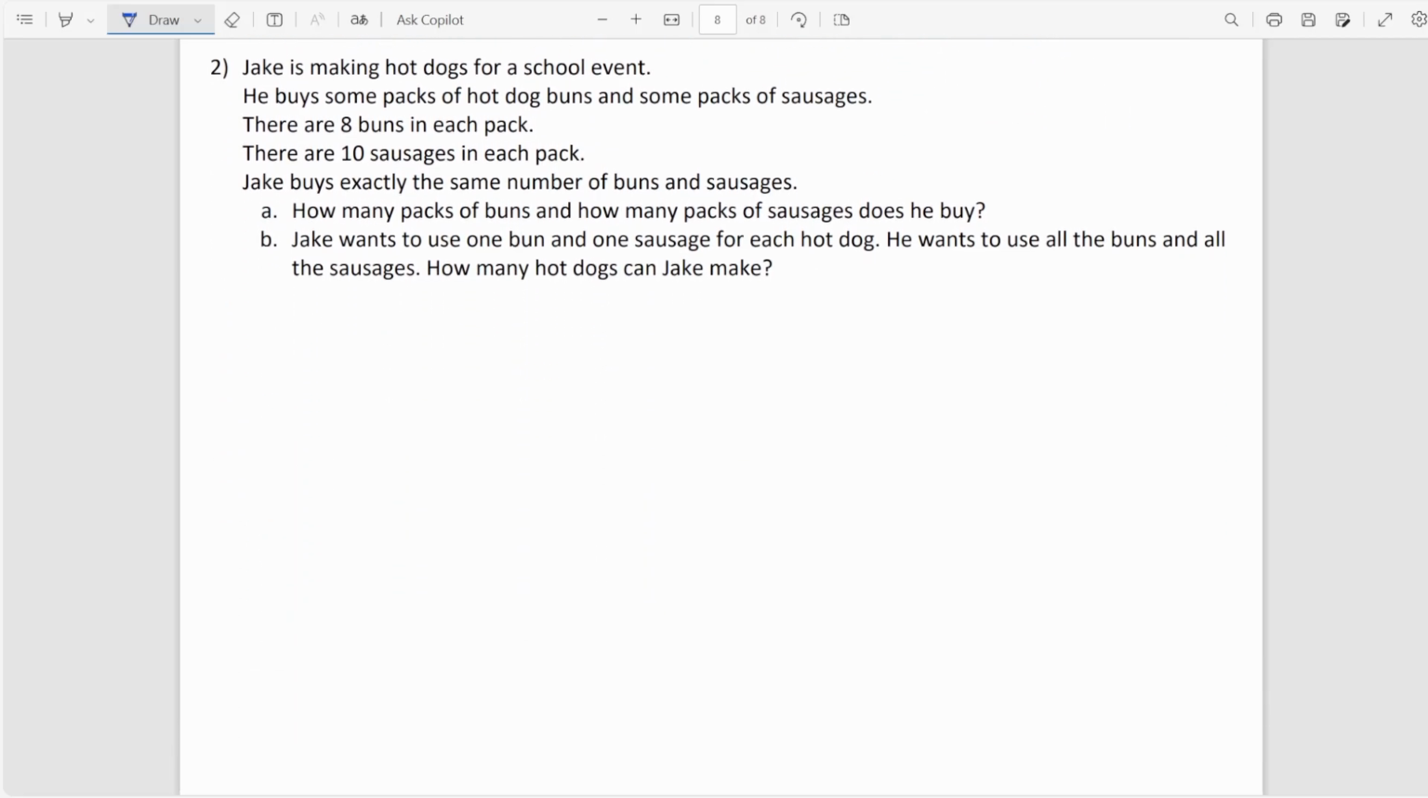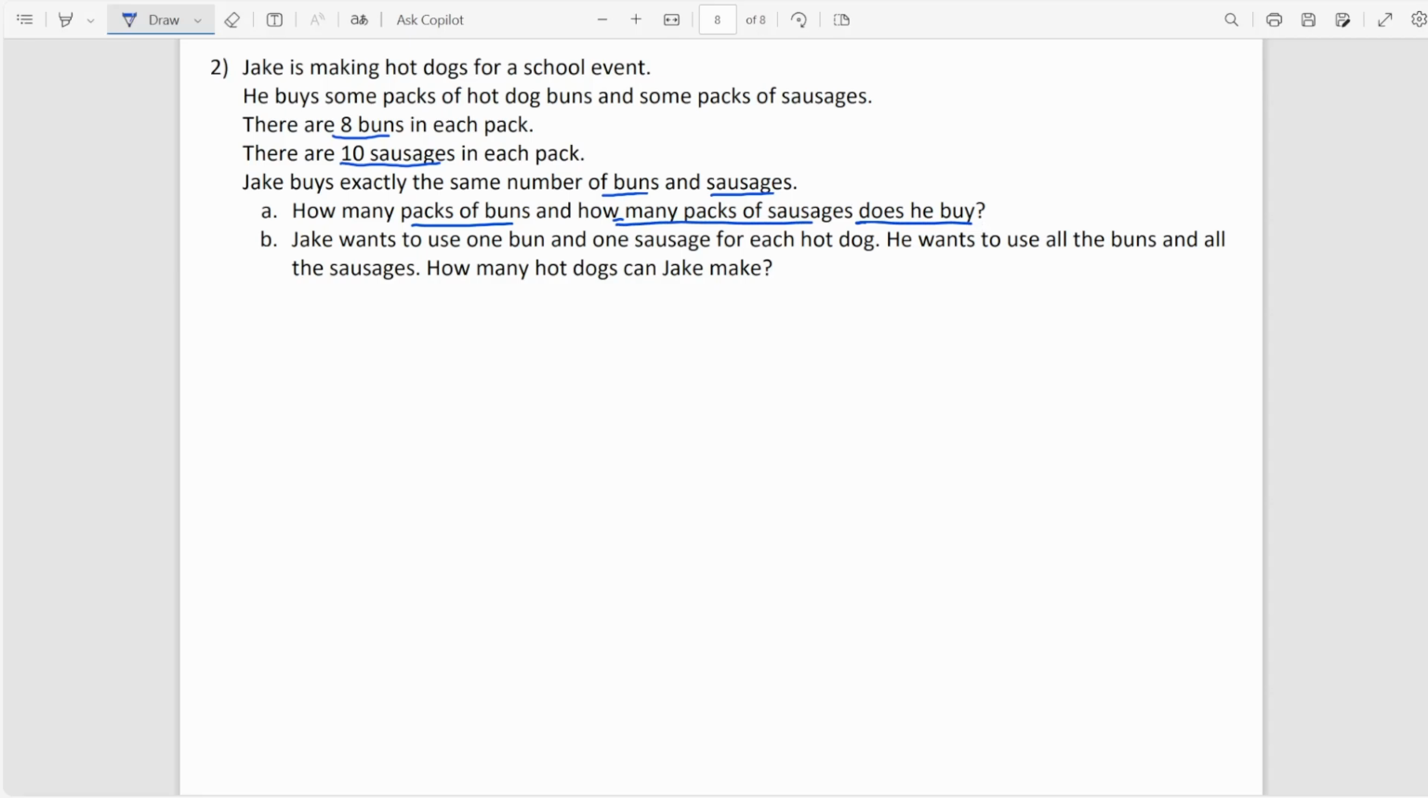All right, let's take a look here. Jake is making hot dogs for a school event. He buys some packs of hot dog buns and some packs of sausages. There are 8 buns in each pack. There are 10 sausages in each pack. Now, Jake buys exactly the same number of buns and sausages. How many packs of buns and how many packs of sausages does he buy?